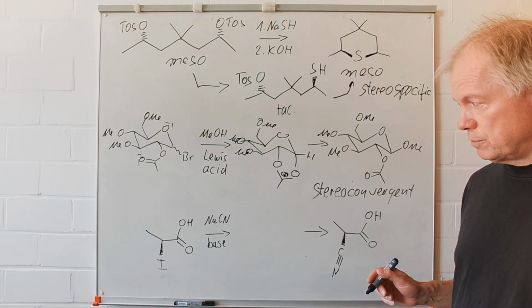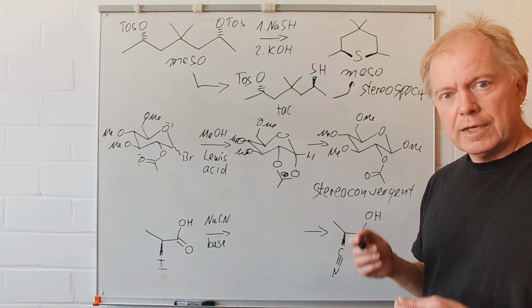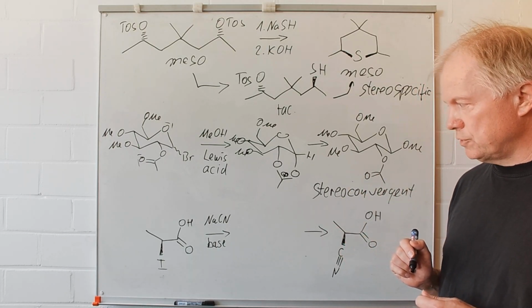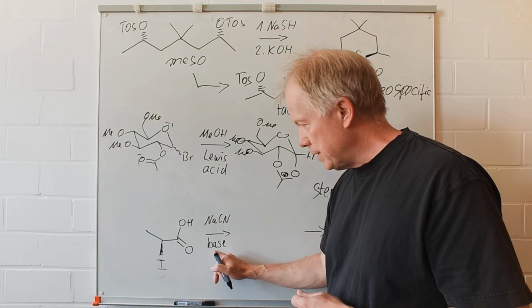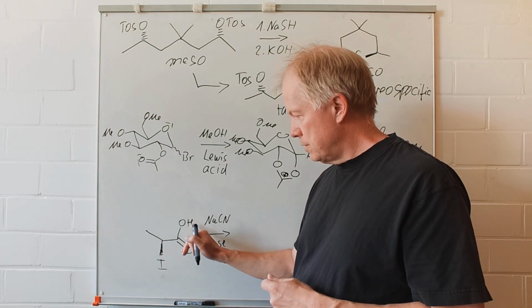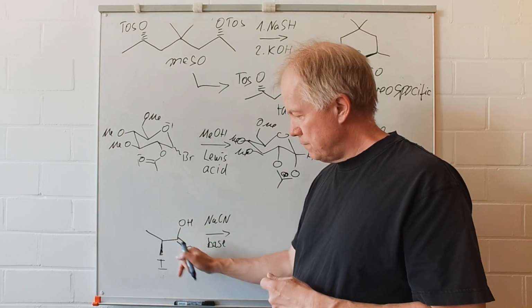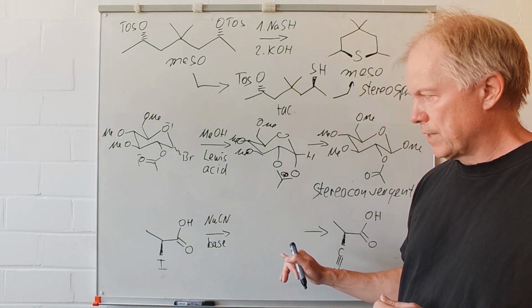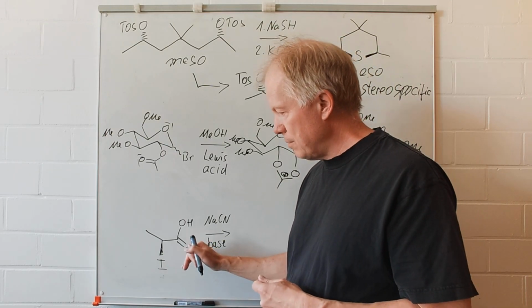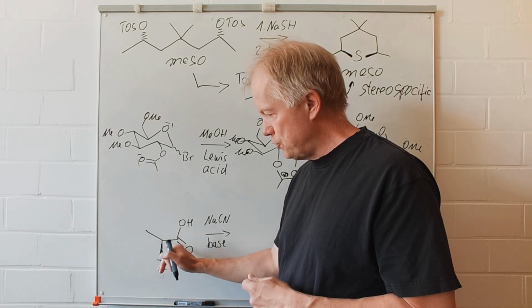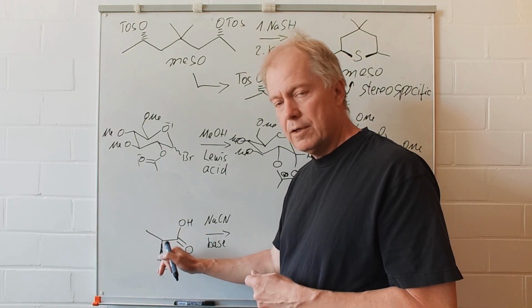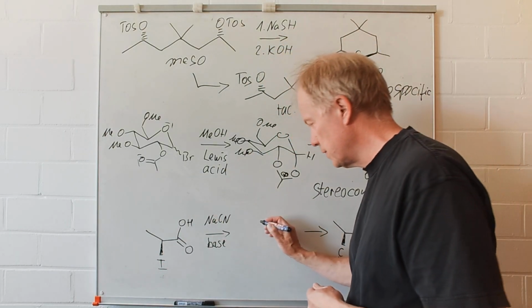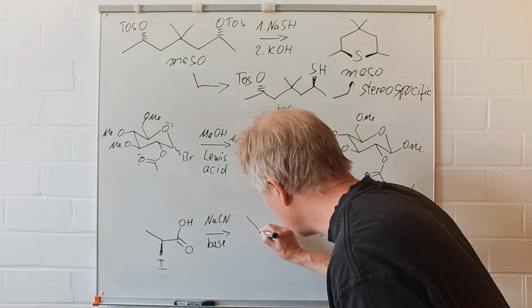How is this possible? Again, a neighboring group effect is responsible for it. We have a base, and the base will deprotonate this acid, this carboxylic acid. Then, intramolecularly, a substitution can take place. The iodide is substituted as SN2 process, inversion.